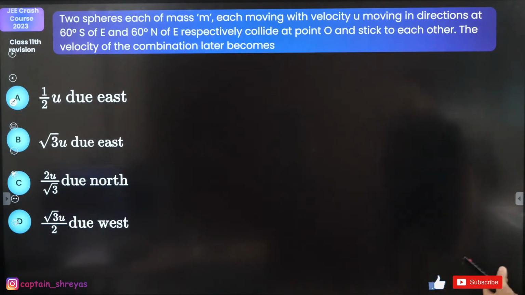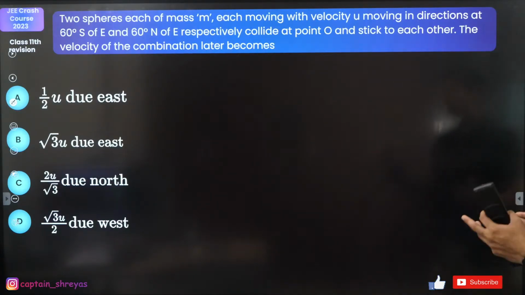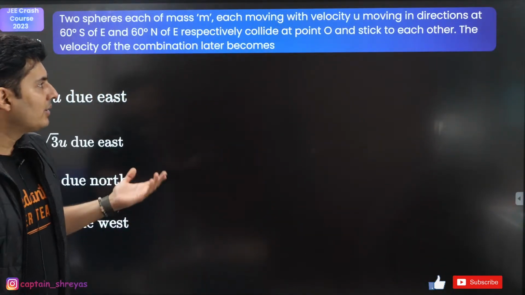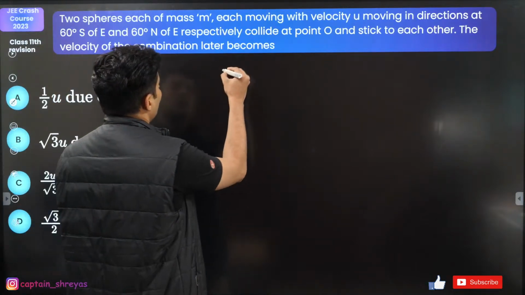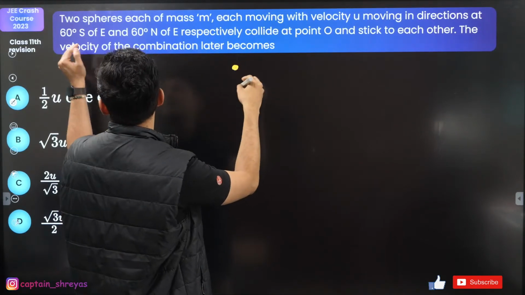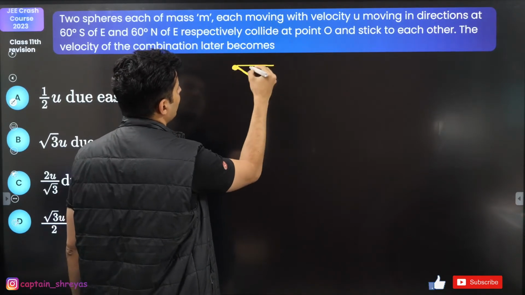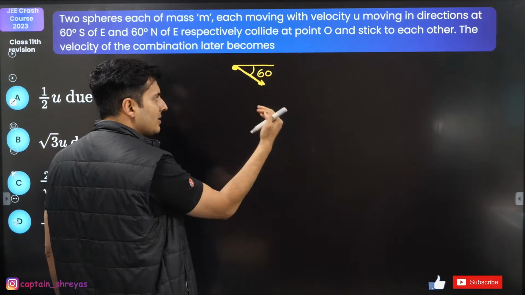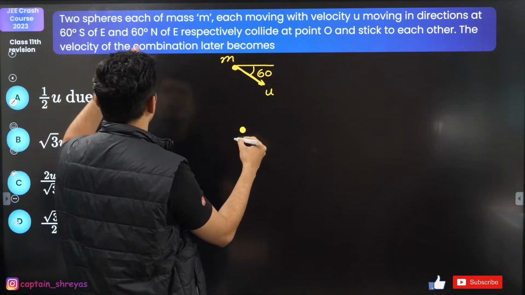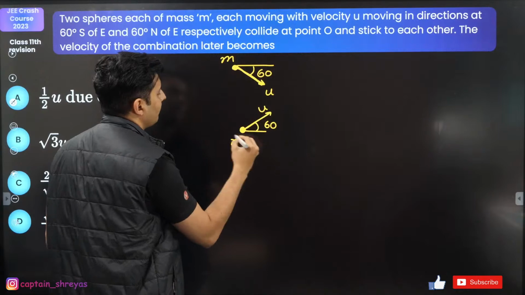Next question. Two spheres each of mass m, each moving with speed u in the directions 60 degrees north of east and 60 degrees south of east, collide and stick to each other. The common velocity will be in which direction? Let's draw the diagram. One mass m moves with velocity u, 60 degrees south of east. Another mass m moves north of east, again making 60 degrees, with speed u.